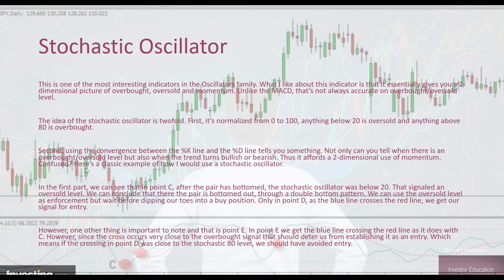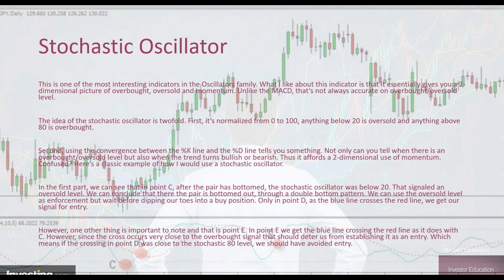There we go. So again, stochastics is one of the most interesting indicators of the oscillator family. What I like about this indicator is that it essentially gives you a two-dimensional picture of overbought and oversold and momentum. Unlike MACD, that's not always accurate on overbought and oversold. The idea of stochastics is twofold. First, it normalizes from 0 to 100. Anything below 20 is oversold and anything above 80 is overbought. Second, using a convergence between the percent K and the percent D line, those were the orange and the blue lines we looked at, tells you something.